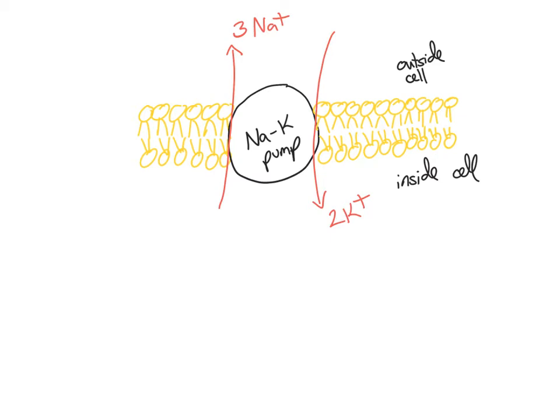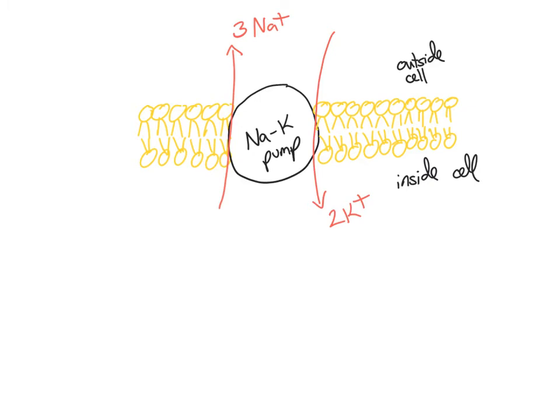3 sodium ions out, 2 potassium ions in, and you do need to know which way round it is. Here's a useful tip to help you remember. 3 sodium ions out has 1, 2, 3, 1, 2, 3 characters in it, and 2 potassium ions in has 1, 2, 1, 2, 2 characters in it.